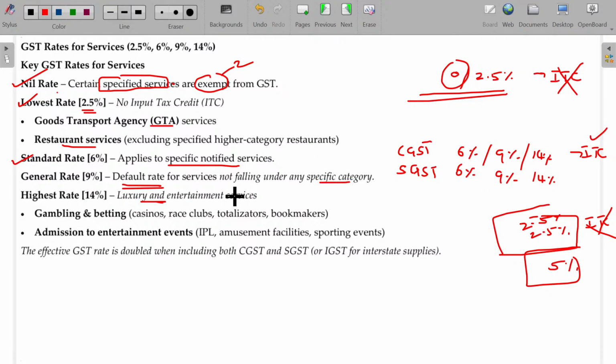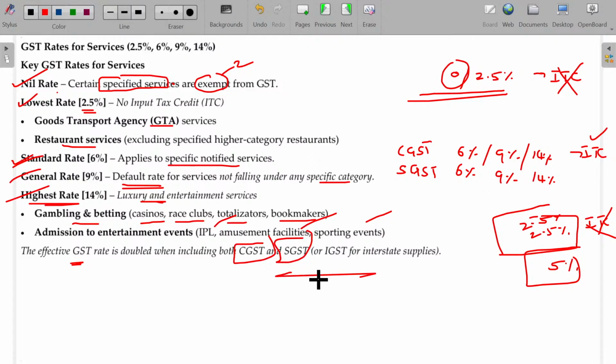And in case of luxury and entertainment services like gambling, betting, casinos, race clubs, totalizators and bookmakers. Okay, totalizators and bookmakers. We'll study that along with the business. What is called business? There we'll discuss what is called totalizators and bookmakers. Admissions to entertainment events like IPL, amusement facilities, sporting events. In these cases, the highest rate will be applicable. Okay. The effective GST rate is doubled when including CGST and SGST along with, okay, it may be usually double. So 2.5, 6, 9, 14.